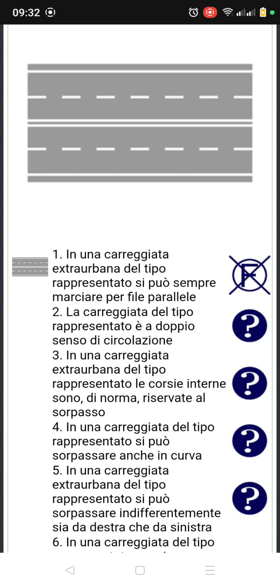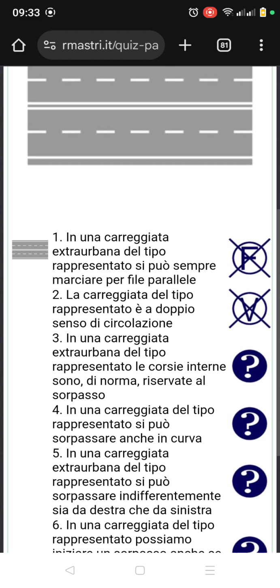Number 2, la carreggiata di tipo rappresentato è a doppio senso di circolazione. Yes. So this very carriageway that we are seeing here is doppio senso di circolazione, which is two-way circulation, and it's true. How you will know that this very carreggiata is two-way circulation is the double lines in the middle. That double line only means this very carreggiata is two-way circulation. So it's true. Number 3, in una carreggiata extraurbana di tipo rappresentato, le corsie interne sono di norma riservate al sorpasso. Yes, it's very, very true.